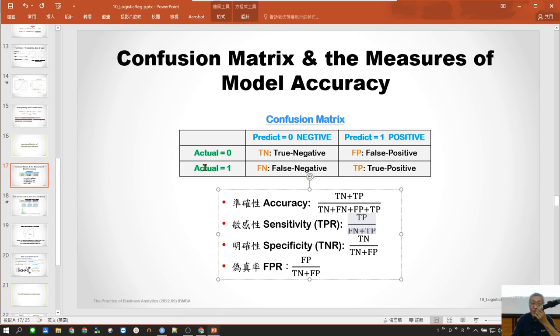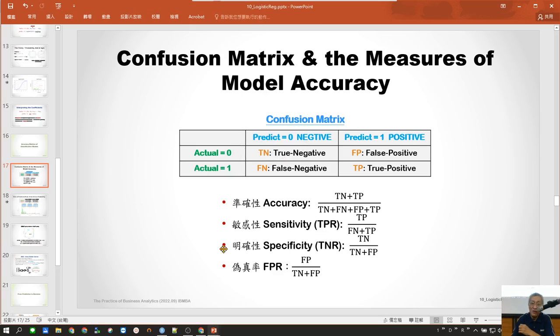So given that you are 1, what is the probability that I can predict you as 1? That is called sensitivity. If you are 1, how well can I tell that you are positive? If the test is sensitive, then for those who are 1, I have a very high probability of telling that you are 1.